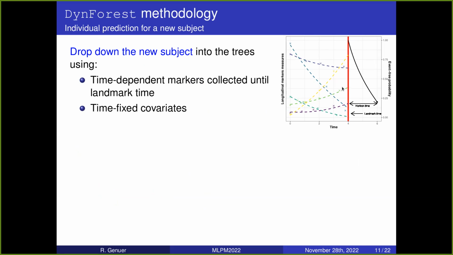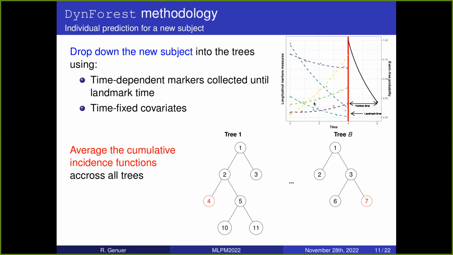You observe this individual until a certain landmark time, and you want to predict the probability of event-free at a given horizon time. You have all the time-fixed covariates, you have all the time-dependent markers collected until the landmark times. And then what you can do is compute the individual random effects for this new individual according to the model that you used in your tree.